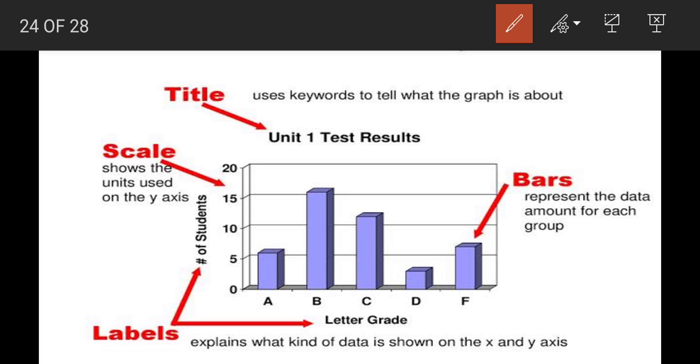And one more thing is the bars. These are the bars, and they represent the data amount for each group. For group A it is in between 5 and 10, so we can say this one is maybe 6 or 7. For group F it is in between 5 and 10, it is 7 or 8. For group B it is in between 15 and 20, so we can say this one is either 16 or 17. So these are the bars. For each level these are the bars, and they represent the amount of data for a particular group.